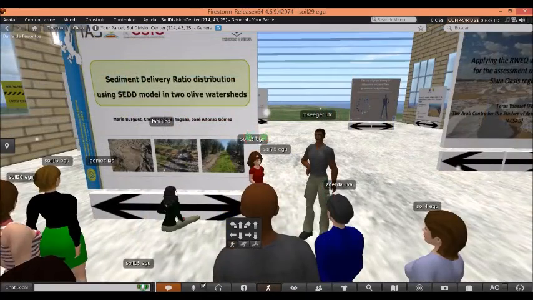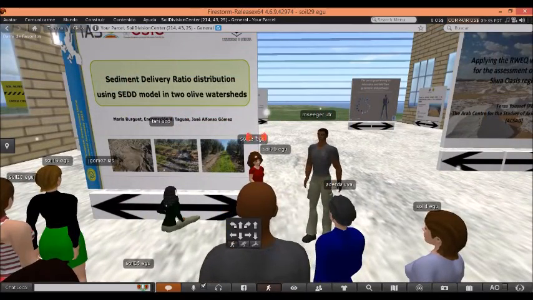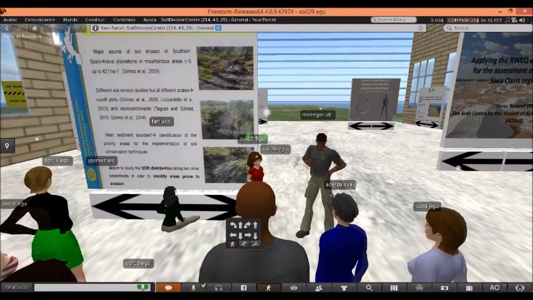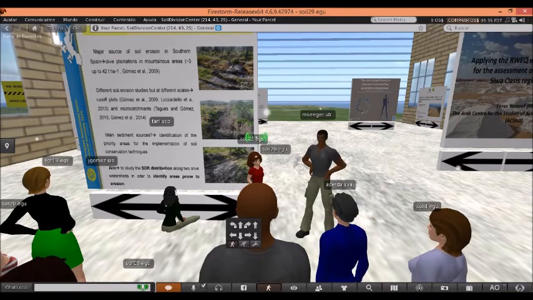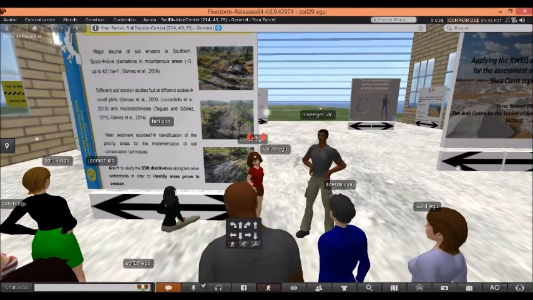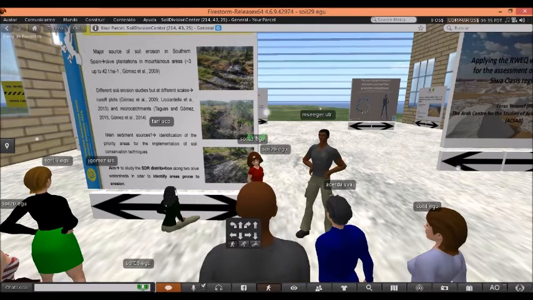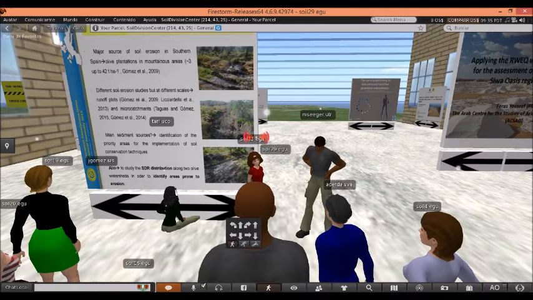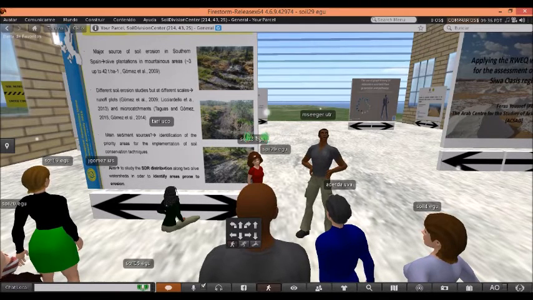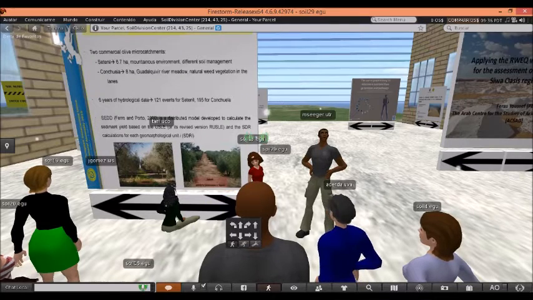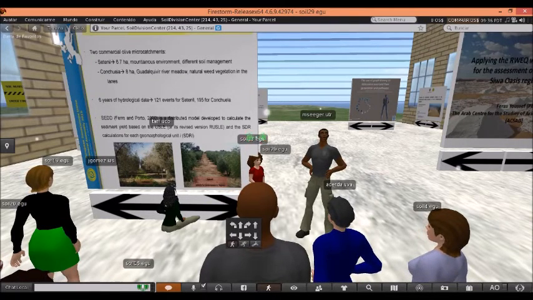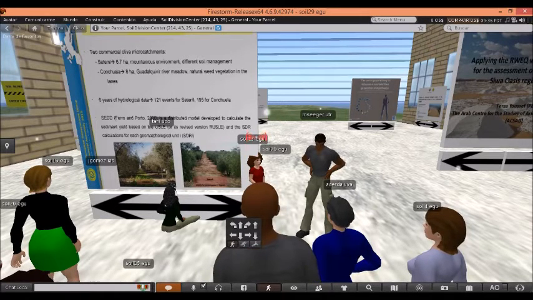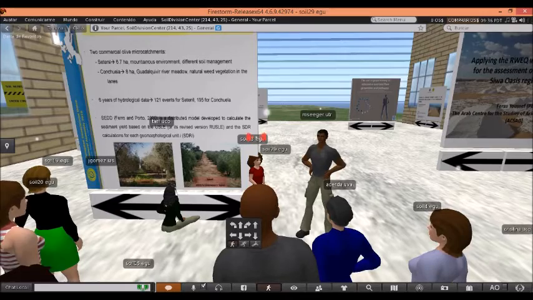Good afternoon, everyone, and thanks for coming to this talk on sediment delivery distribution in olive microcatchments. One of the main sources of soil erosion in South Spain are olive crops located in mountainous areas. With this idea in mind, our hypothesis was to test if it was possible to identify the main sediment sources within a watershed. So in order to test it, we propose in this work to study the sediment delivery ratio distribution in 2 commercial olive microcatchments in South Spain.